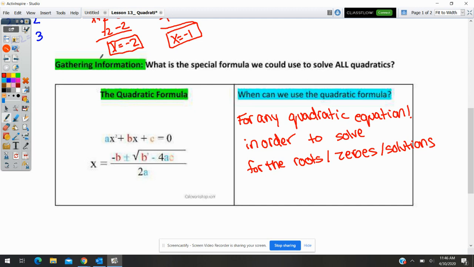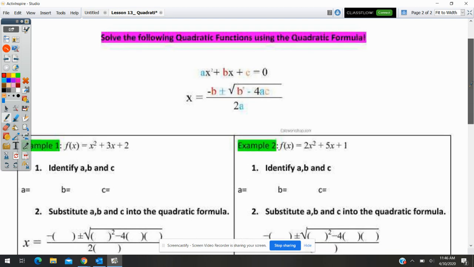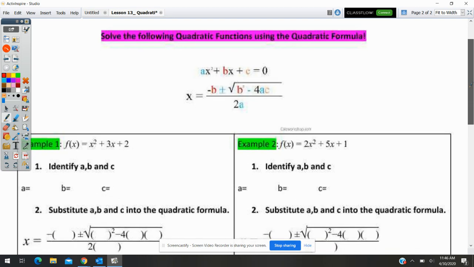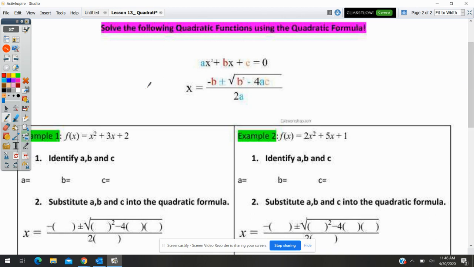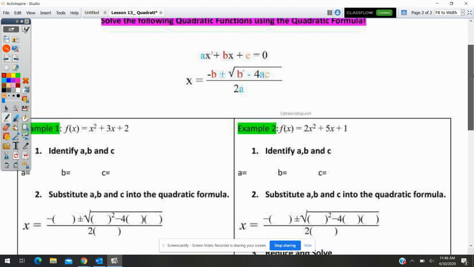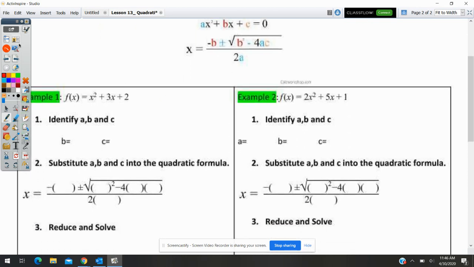So I'm going to go to the next page of the activity guide, and we're going to do 2 examples together. We're going to use the same example from the do now. We already know the answer is -2 and -1, but we're going to check using the quadratic formula. I put it for you on the top, and the easiest way to go about it is to first identify your a, b, and c values.